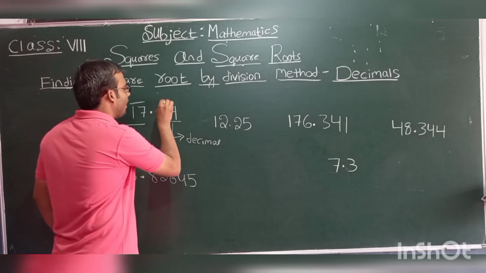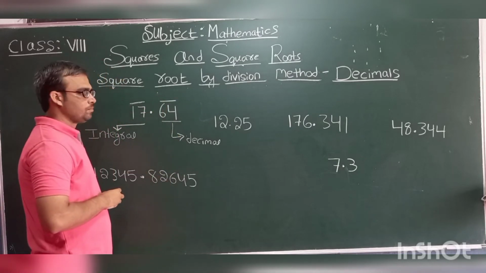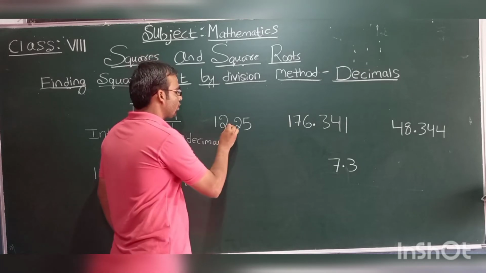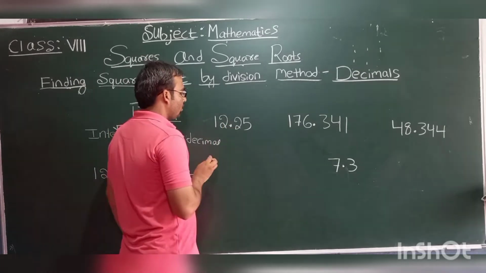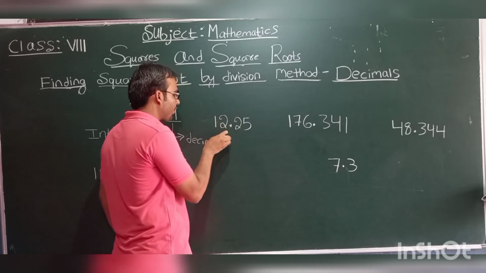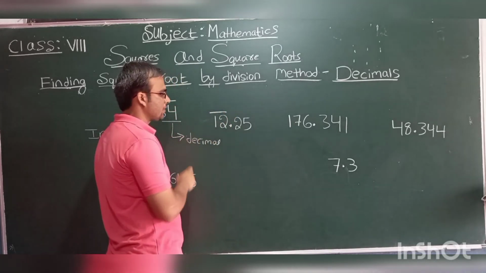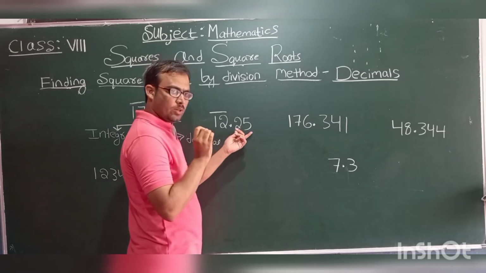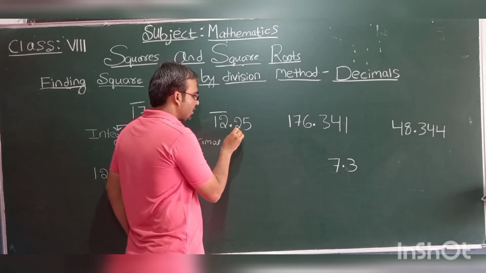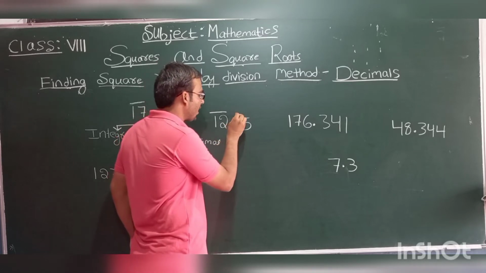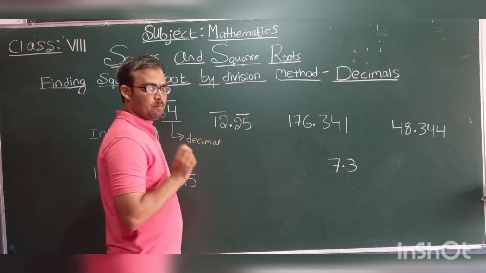Now look at this. Now come to this one. How to place the bar? Here is the decimal point. Now place the bar from the digit 2. Place the bar over every pair of numbers. Now come to the decimal part. This 2 is the first decimal place. From here, place the bar over every pair of numbers.